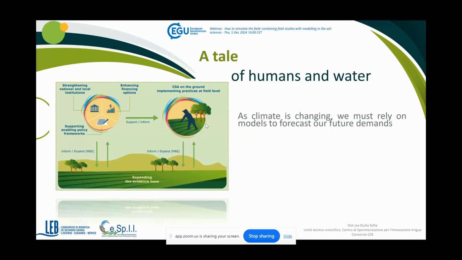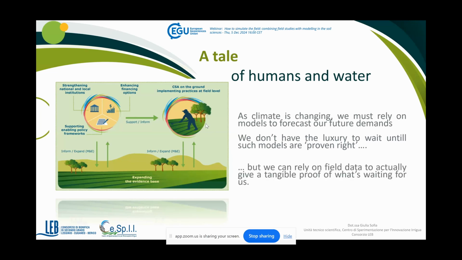With the condition we're going to, climate is changing and we must rely on models to forecast the future demands, but we don't have the luxury to wait to see if these models are actually proven right. When we have a possibility of working at the field scale with actual people, with actual characteristics of the land, we can actually give a tangible proof of what's expected and what's waiting for us.